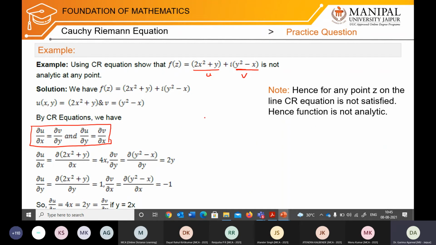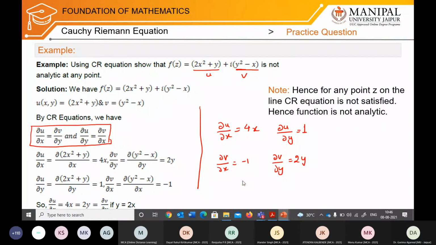So first of all, find del u by del x. If u is 2x square plus y, and we need to find the partial differentiation with respect to x, that means y is constant, so it is 4x. Then del u by del y is 1. Then del v by del x is minus 1, and del v by del y is 2y. Right? Now is del u by del x equal to del v by del y?